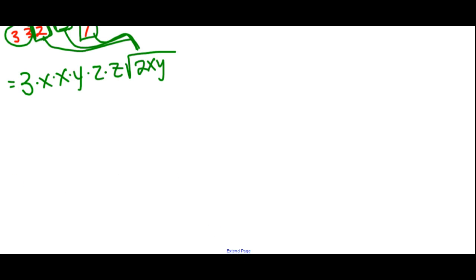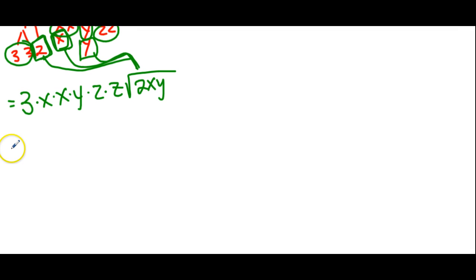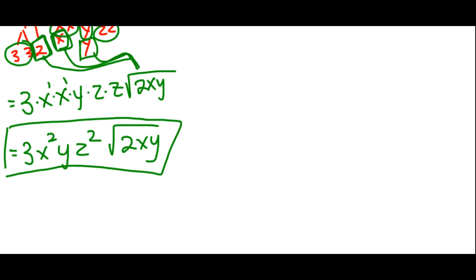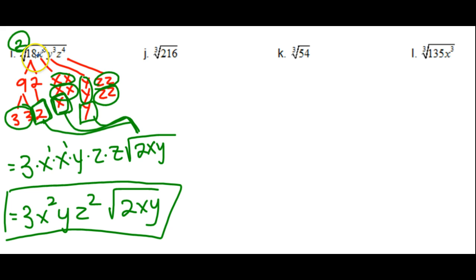So we just need to simplify this. 3, x times x is x squared, right? 1 plus 1, y. z times z is z squared, and the rest is square root of 2xy. So this whole thing is your simplified answer to this guy. All right? Man, that was long.